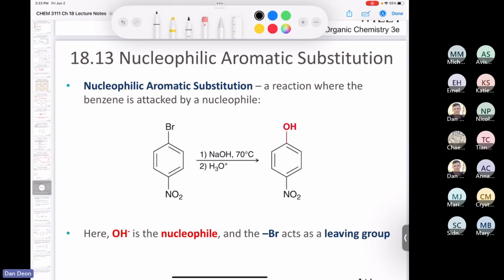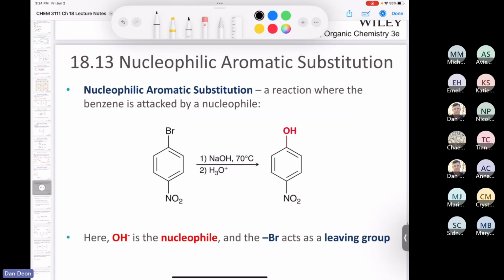Nucleophilic aromatic substitution. You know how we learned SN1 and SN2? We call this an SNAr reaction. There's all kinds of other SN reactions that we don't look at, but an SNAr reaction. So check this out, kind of a new concept for us. It says an SNAr reaction, which again is just a nucleophilic aromatic substitution reaction, is a reaction where a benzene is attacked by a nucleophile.